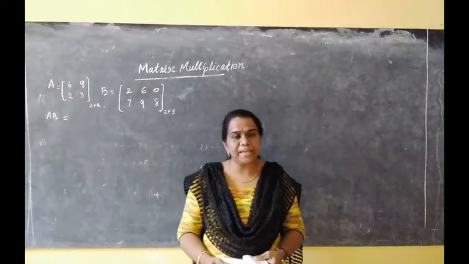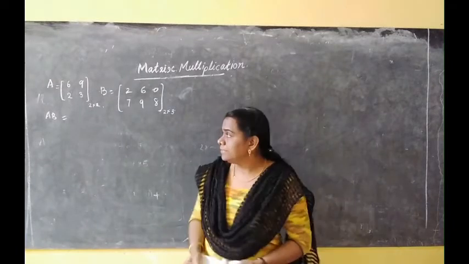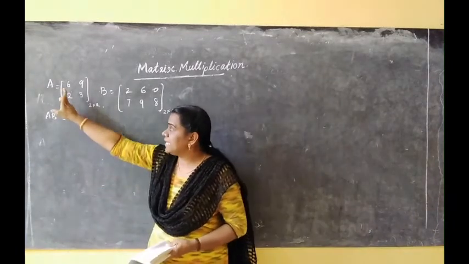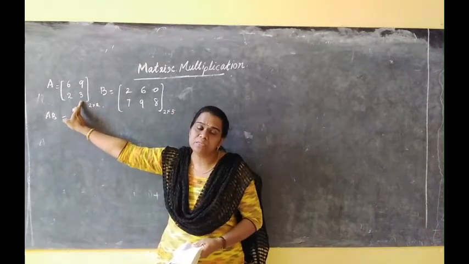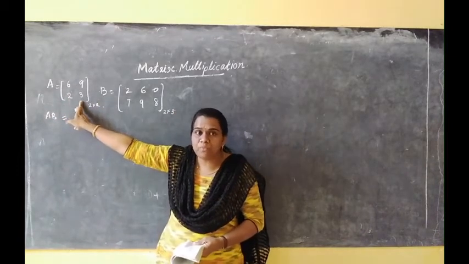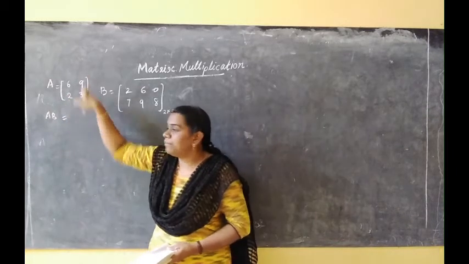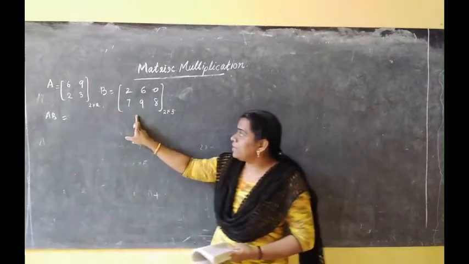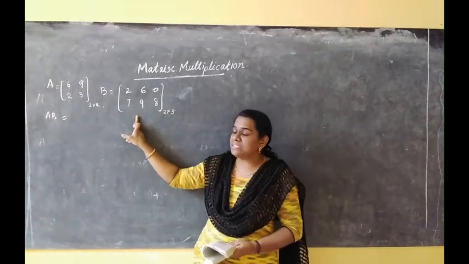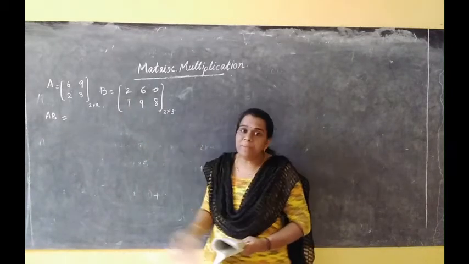Now we can see the second question. That is given as example 12 in the textbook. So matrix A is given as 6, 9, 2, 3. It's a square matrix. What do you mean by square matrix? The number of rows is equal to the number of columns. Here the number of rows is 2 and the number of columns is also 2, so it is a 2 by 2 matrix. Another matrix B. What is the order of that matrix? Rows 2, columns 3.